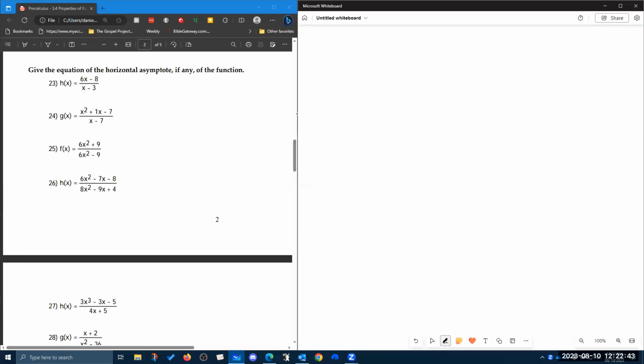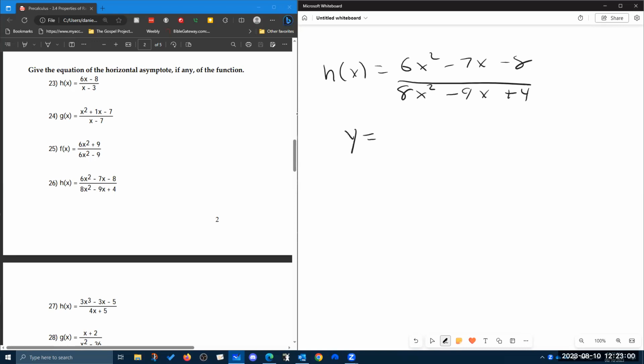For 26, h of x is equal to 6x squared minus 7x minus 8 over 8x squared minus 9x plus 4. Degree of the numerator and denominator are the same, so y is equal to 6 over 8. We're going to reduce that fraction because both numerator and denominator are divisible by 2, so y is equal to 3 over 4.